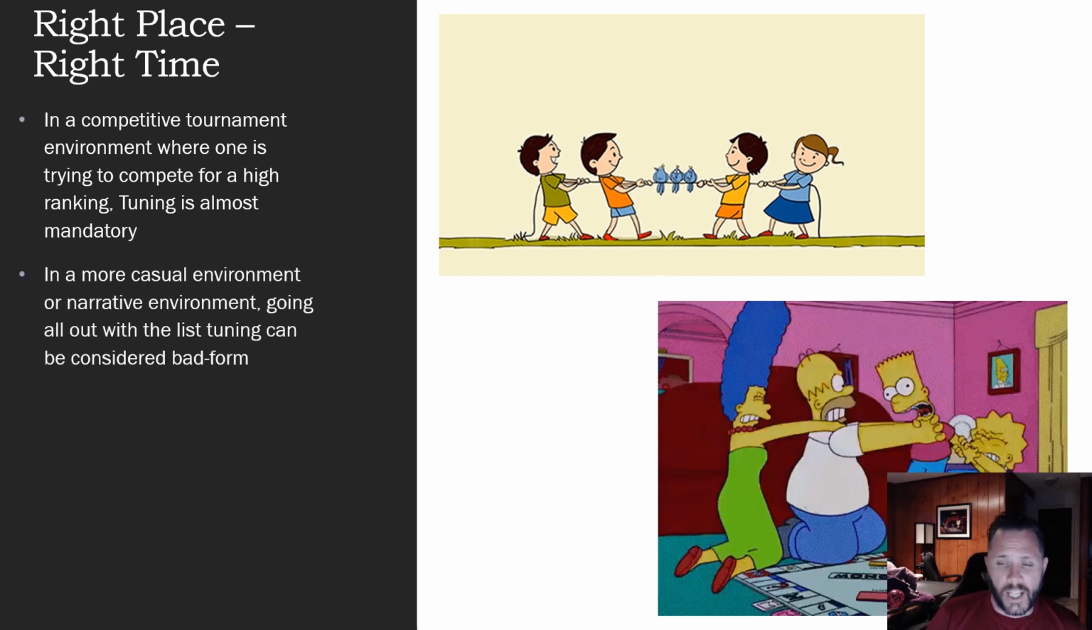In a more casual environment or a narrative environment, going all out with your list tuning is usually bad form, and it's going to generate a lot of negative play experiences. So if you're well versed enough to understand the statistics of the game, you'll be able to also understand when you need to tune down, and you can use these numbers to help get to a value that's a little bit more appropriate for the environment you're in.